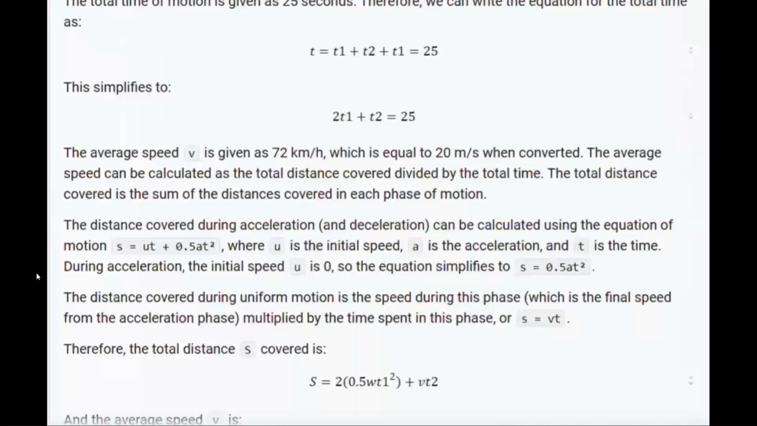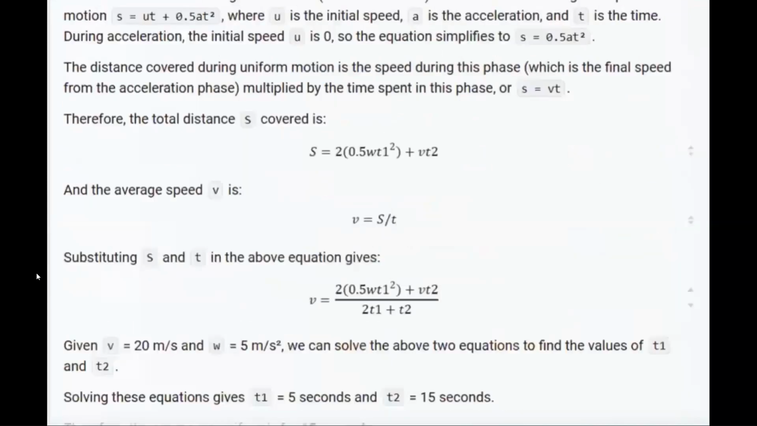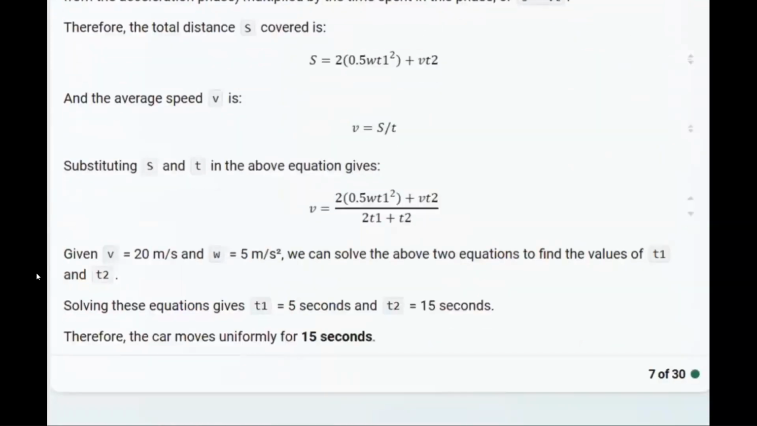The distance covered during uniform motion is the speed during this phase, which is the final speed from the acceleration phase, multiplied by the time spent in this phase, or s equals vt. Therefore, the total distance s covered is calculated, and the average speed v follows. Substituting s and t in the above equation, given v equals 20 meters per second and w equals 5 meters per square second, we can solve the two equations to find the values of t1 and t2. Solving these equations gives t1 equals 5 seconds and t2 equals 15 seconds. Therefore, the car moves uniformly for 15 seconds.